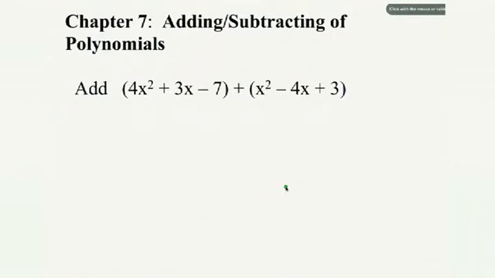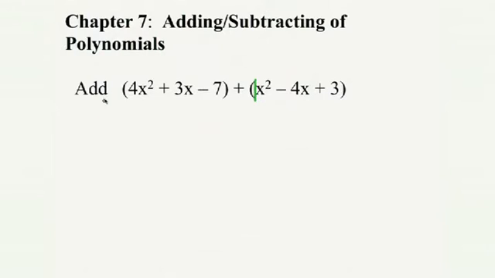The nice thing about adding polynomials is you pretty much already know how to do it. The way you add polynomials is just by combining like terms. So, for example here, we're supposed to add 4x squared plus 3x minus 7 to x squared minus 4x plus 3. Again, if you don't see a coefficient here, I recommend, particularly if you're learning this for the first time, that you go ahead and put a 1 in there.